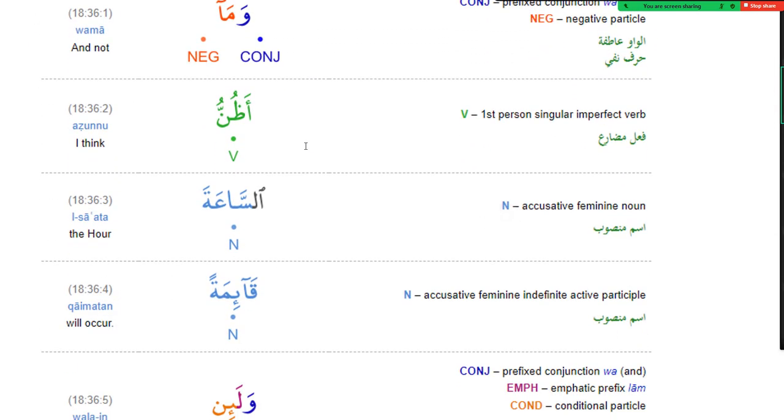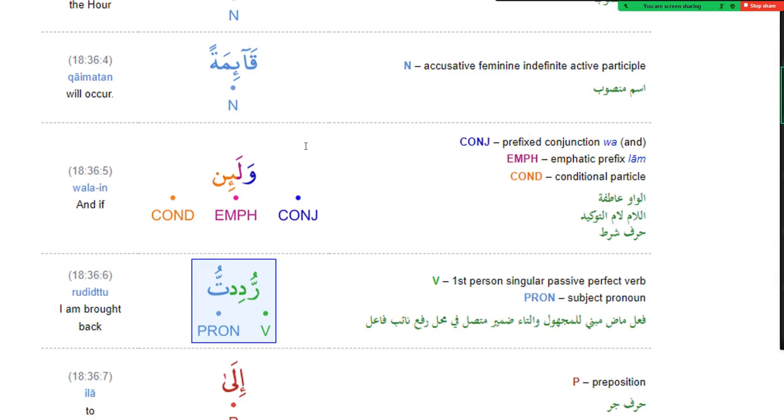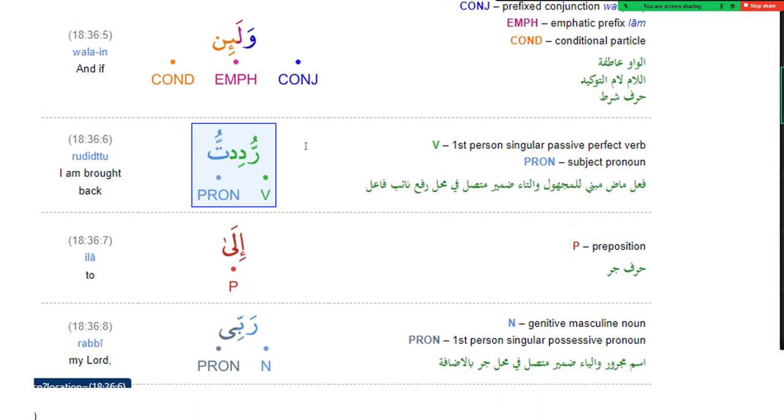وما أظن الساعة قائمة ولئن رددت إلى ربي. This is رددت, ana, and it's رددت. So this is Madi Majhul. I am brought back to my Lord. So this is first person singular.